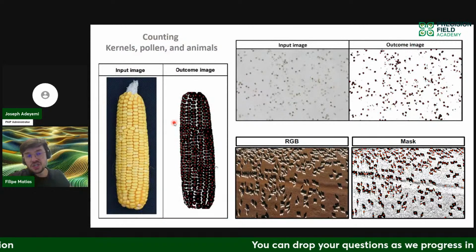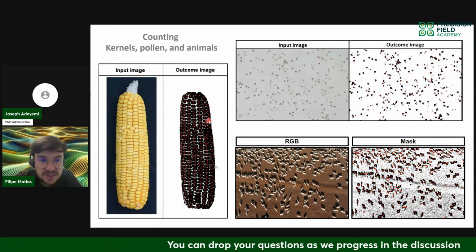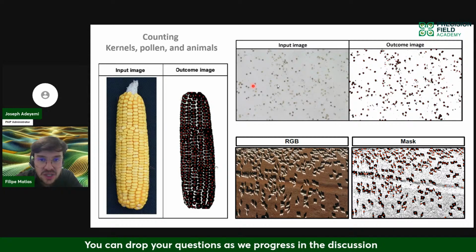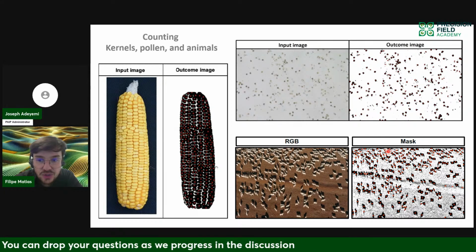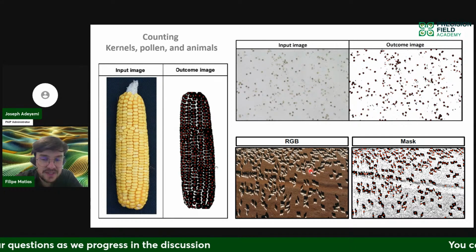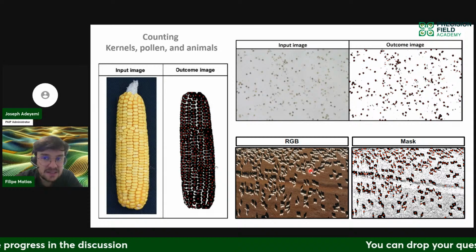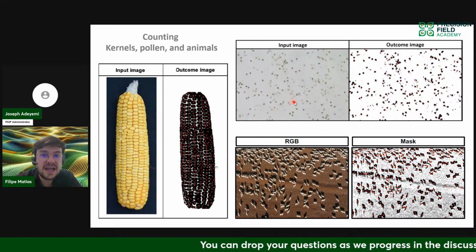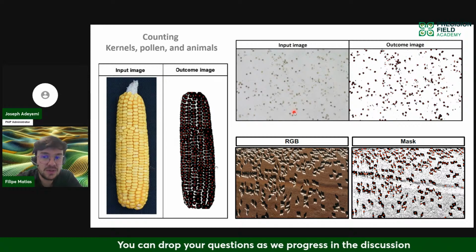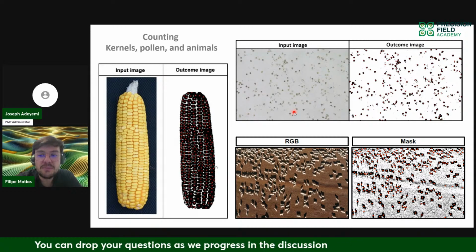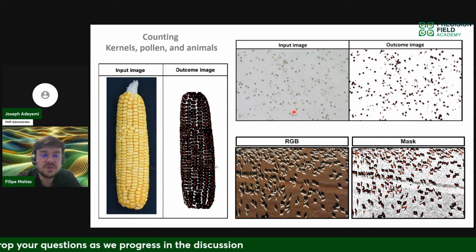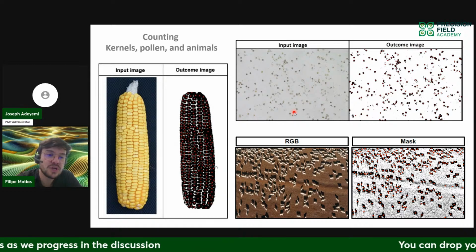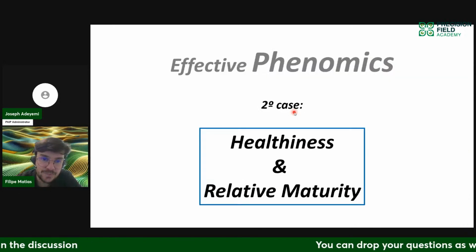The same idea here you also can use, for example, to count seeds in an ear, to count pollen, and also to count animals, as you can see here. Basically the point is segmenting the background and highlighting the objects that you want to count. And then you can apply available algorithms to count them.